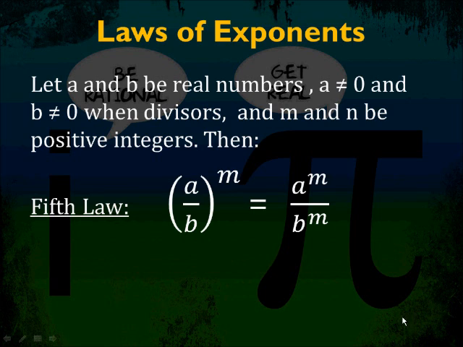Here's the fifth law of the law of exponents. If you have a over b quantity to the mth power, you can do a to the m over b to the m. So when you have an exponent outside a fraction, you can take the exponent and apply it to the top value and the bottom value. So a over b to the m power is equal to a to the m divided by b to the m.